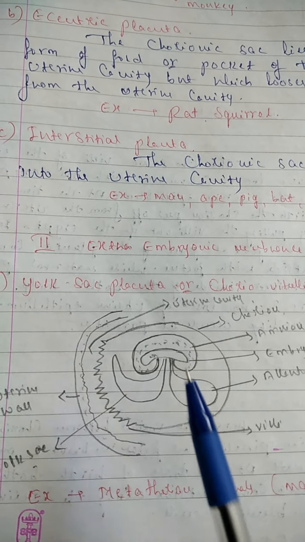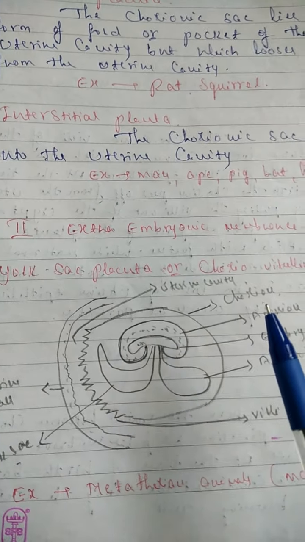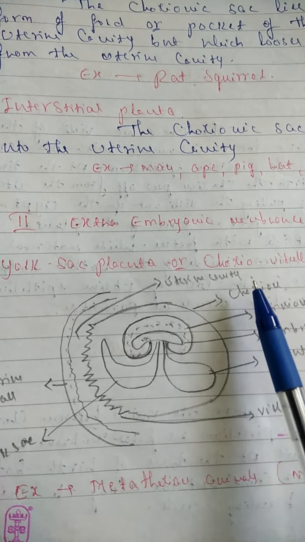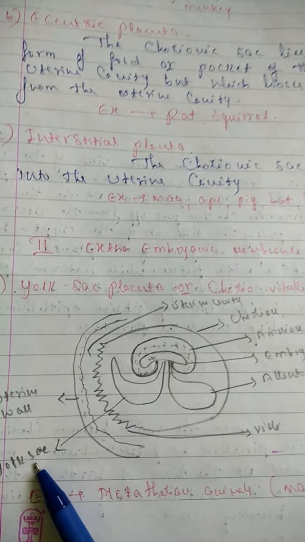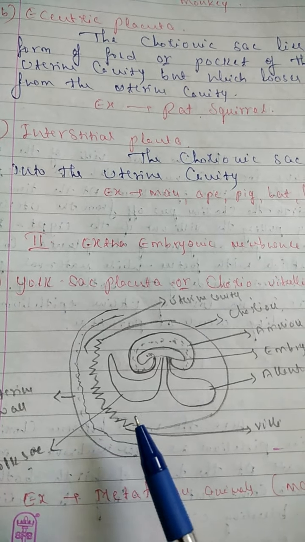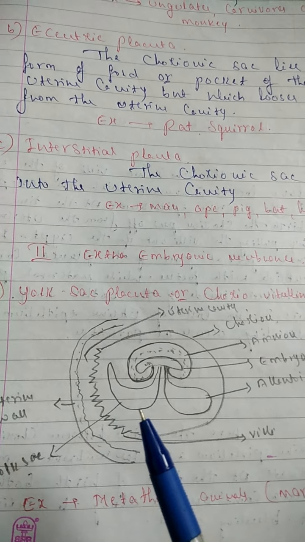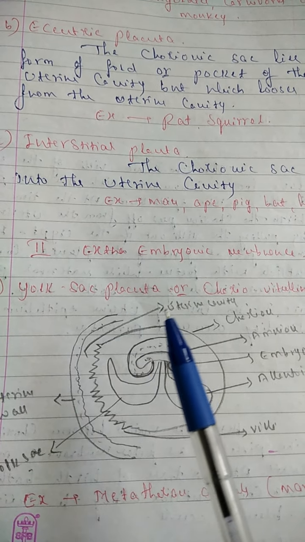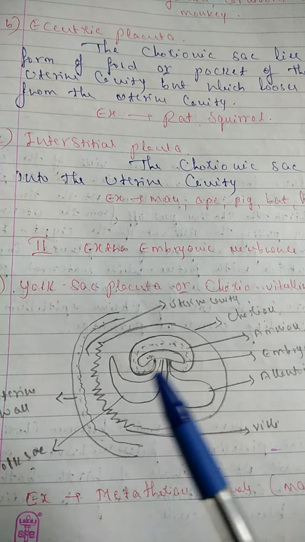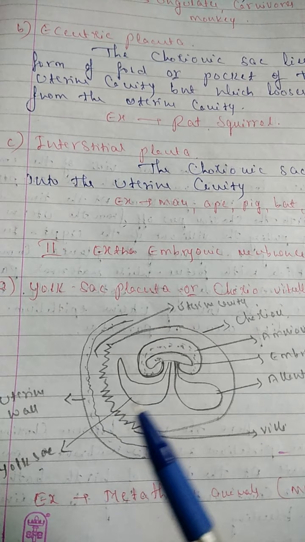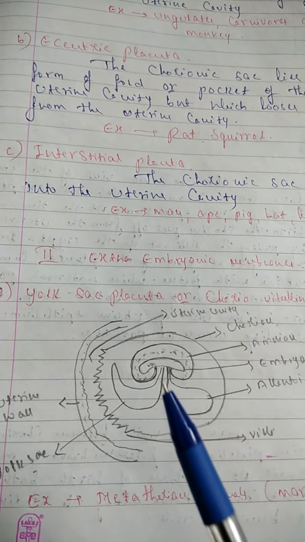All of you know that there are 4 extra embryonic membranes: one is amnion, another one is chorion, another one is allantois, and the yolk sac. 4 extra embryonic membranes are present, but in the placenta, what is yolk sac placenta? It means where only the yolk sac and chorion, both membranes, are involved in the formation of the placenta. That we call yolk sac placenta or choriovitelline placenta.